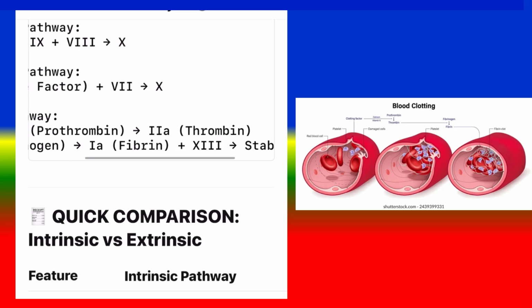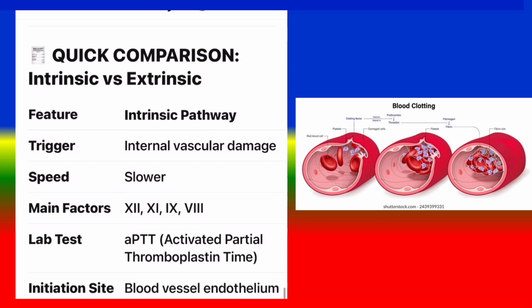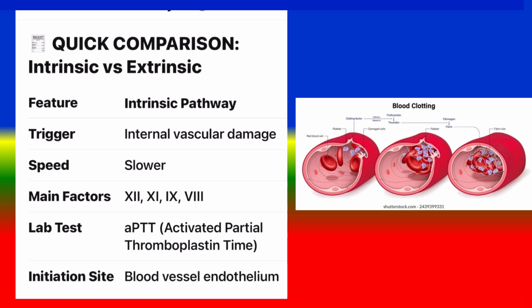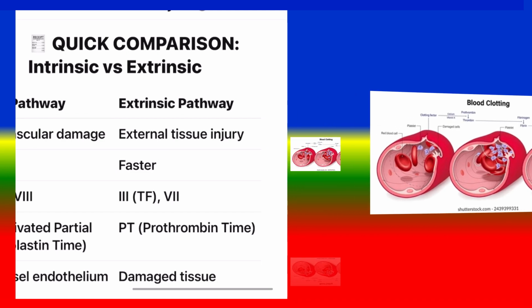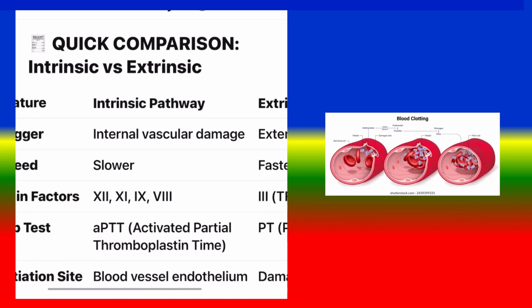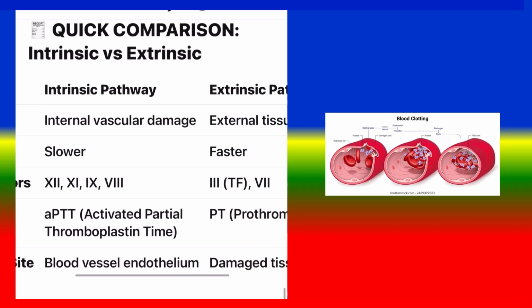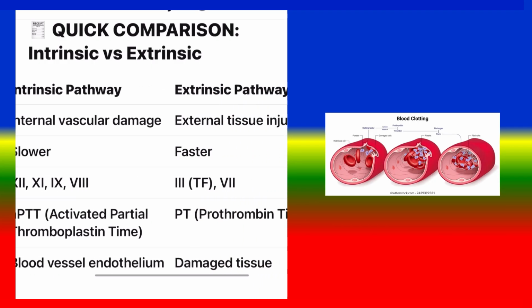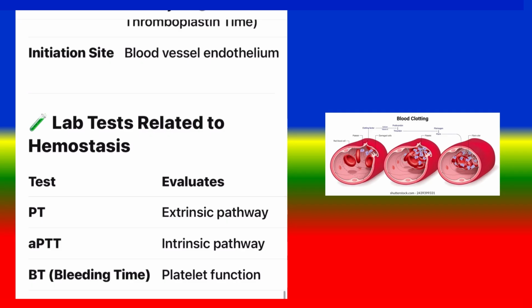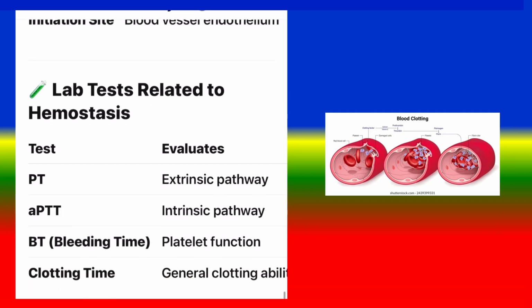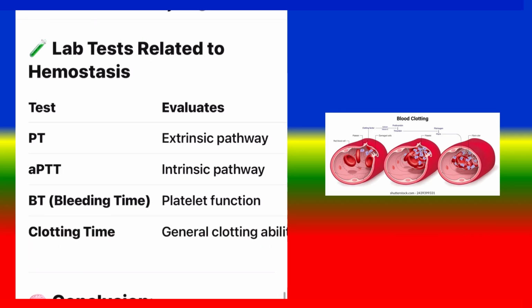Quick comparison: intrinsic versus extrinsic. Feature, intrinsic pathway, extrinsic pathway. Trigger: internal vascular damage, external tissue injury. Speed: slow, faster. Main factors: XII, XI, IX, VIII; III and VII. Lab test: APTT, activated partial thromboplastin time; PT, prothrombin time. Initiation site: blood vessel endothelium, damaged tissue.